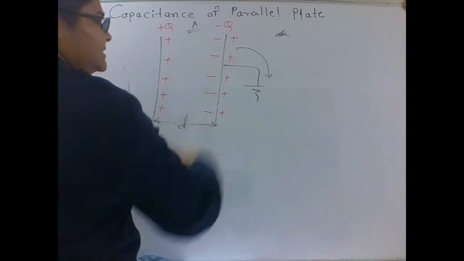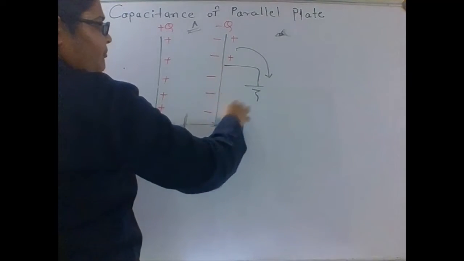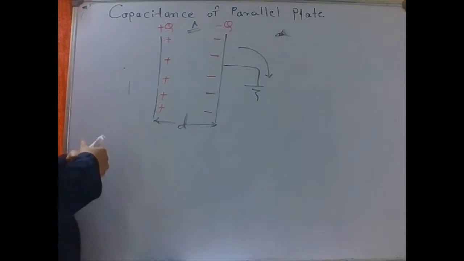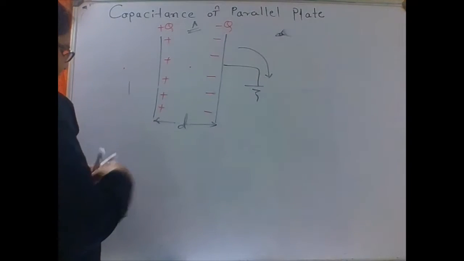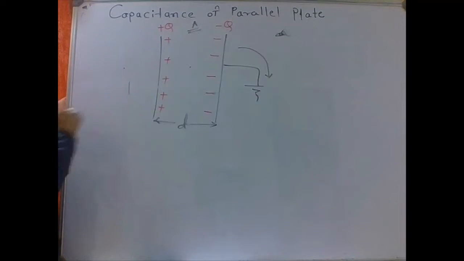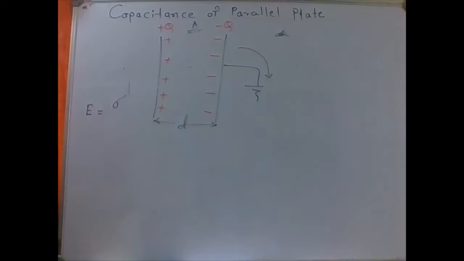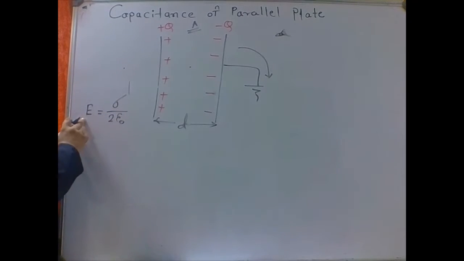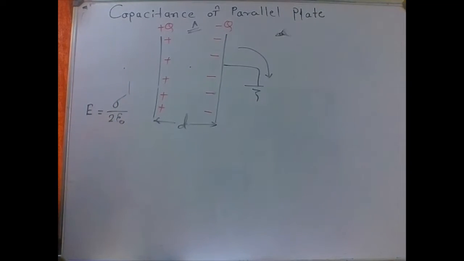Means when we ground this plate, all the positive charges are free and move to earth. Then we want to find the electric field inside and outside this parallel plate. We know the relation between electric field and surface charge density: E is equal to sigma upon 2 epsilon 0. Here E is the electric field, sigma is the surface charge density, and epsilon 0 is the permittivity of free space.